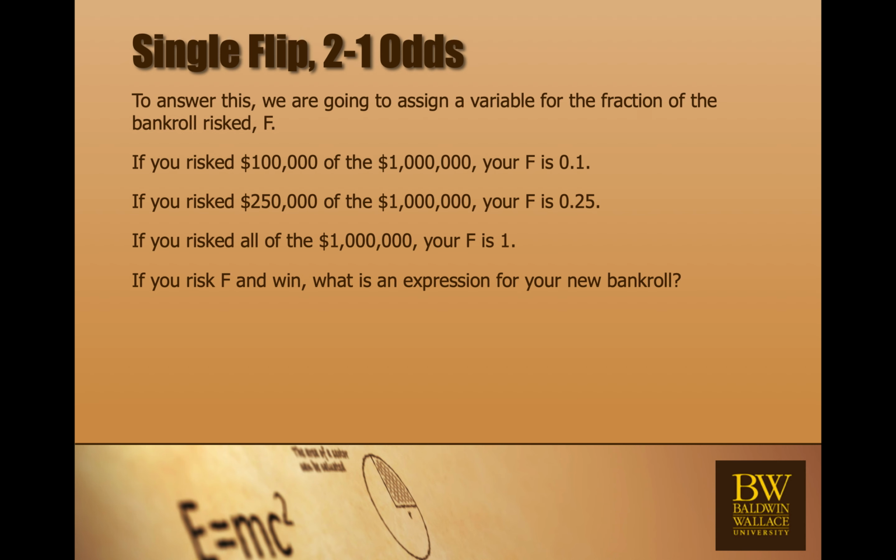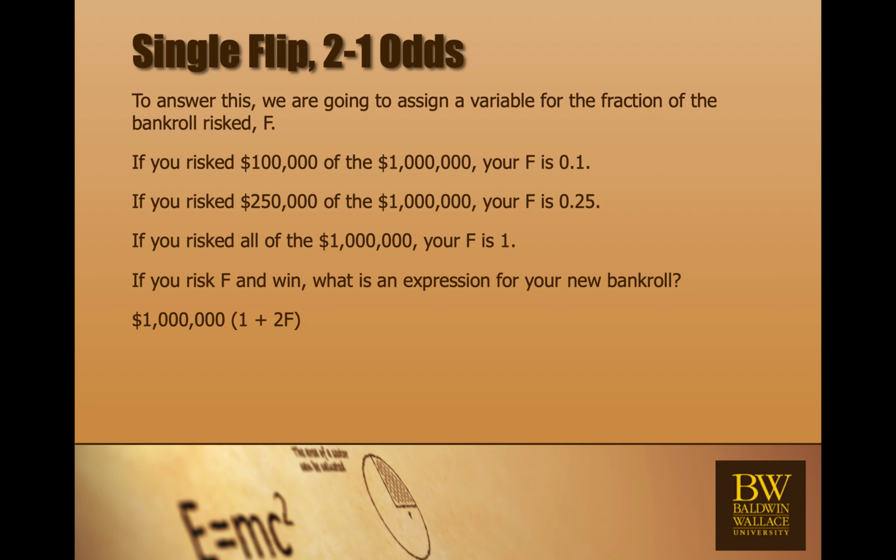So if you risk F and win, what is an expression for your new bankroll? Do this. Risk F and win. What is the expression for your new bankroll as a function of F? Well, you get double your money. So your profit is 2F, but you also have your initial bankroll, so you multiply 1 million by 1 + 2F, and you can plug in numbers and see that it's correct.